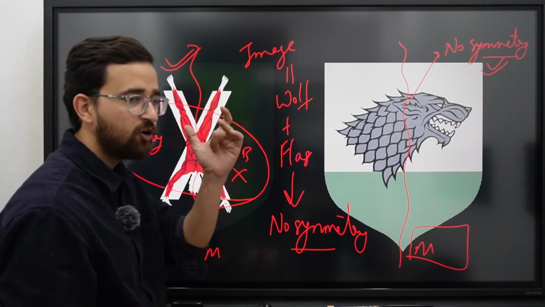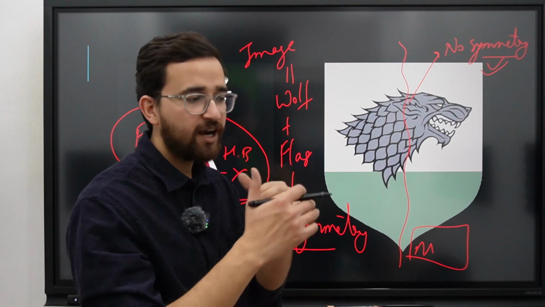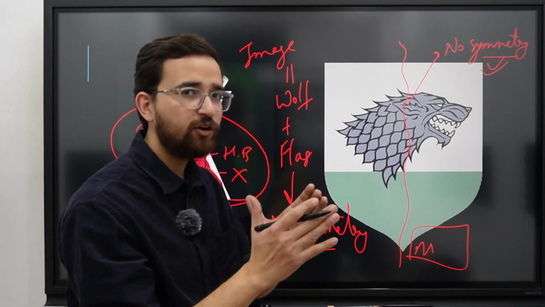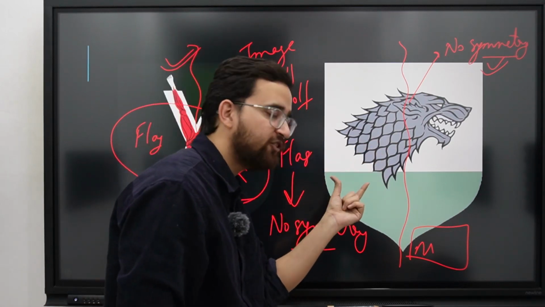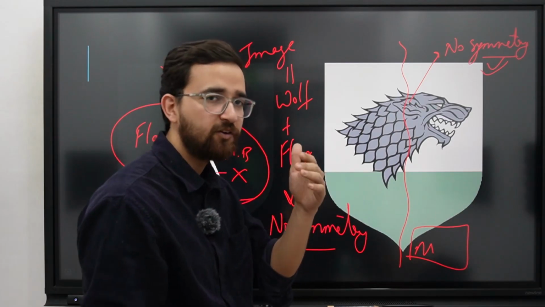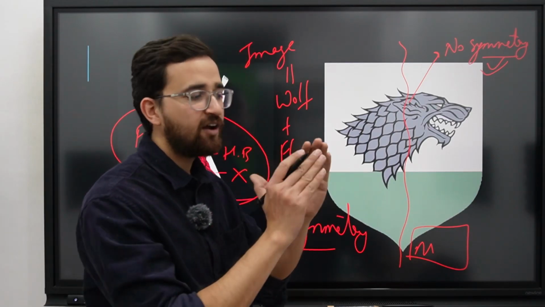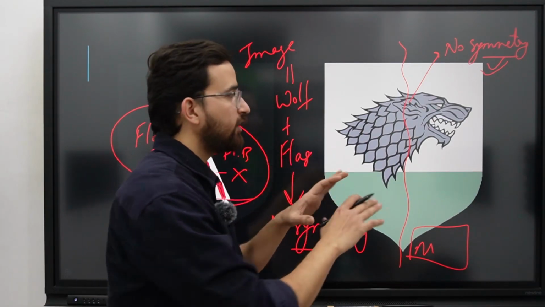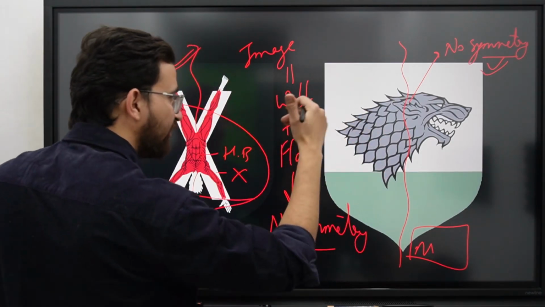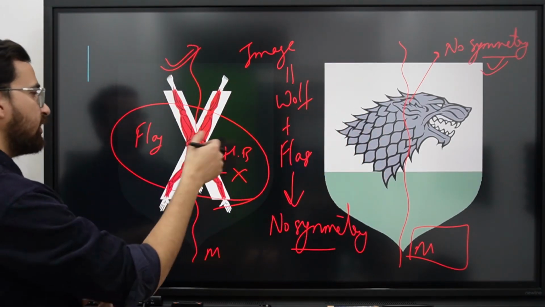So whenever you talk about symmetry, you have to look at the entire object. You cannot say, I will look at a part of the object and judge for symmetry. To judge for symmetry, you have to look at the entire object, and then we can talk about whether a symmetry is present or absent.